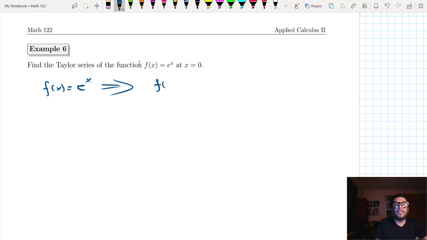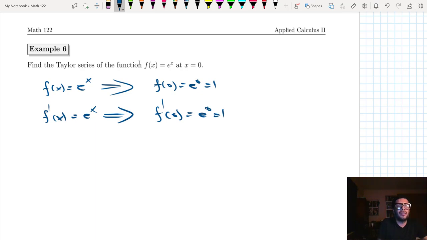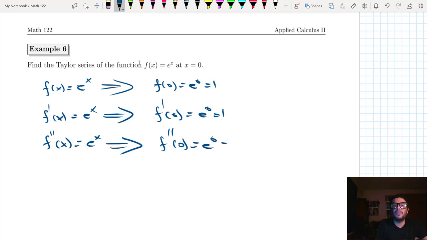f evaluated at 0, that's e to the 0, which is 1. Take the derivative of f of x, that's simply e to the x. f prime evaluated at 0, it's e to the 0, which is 1. f double prime of x is itself e to the x. f double prime of x evaluated at 0, e to the 0 equals 1.